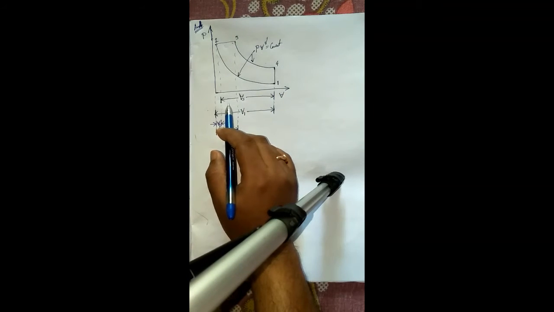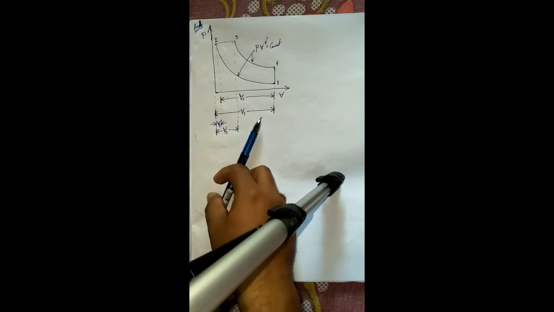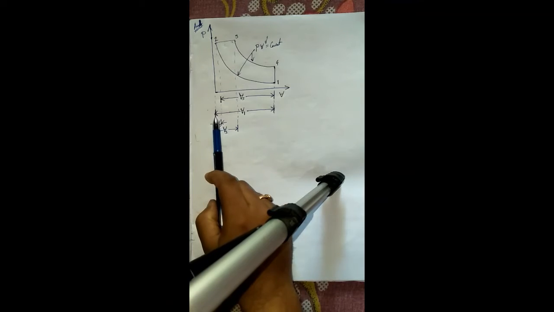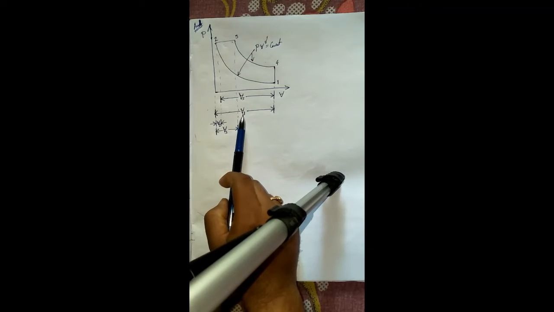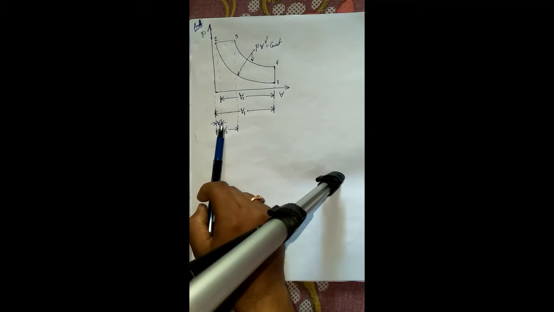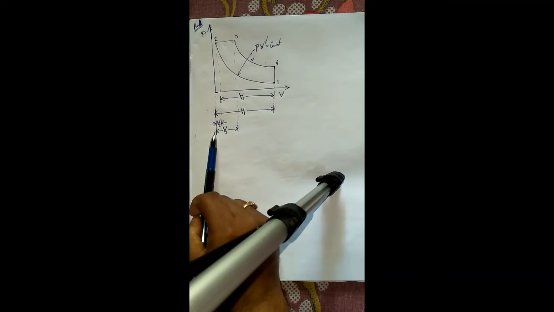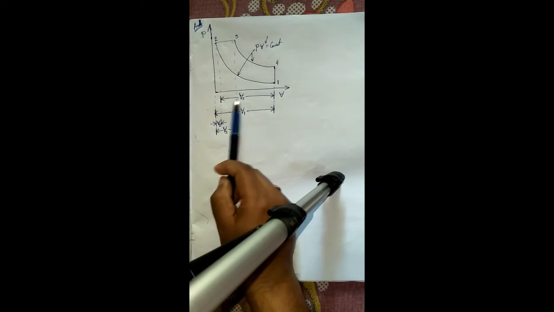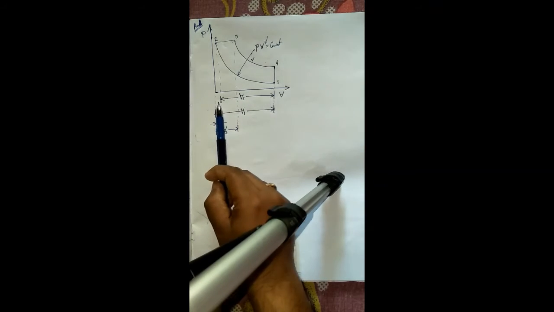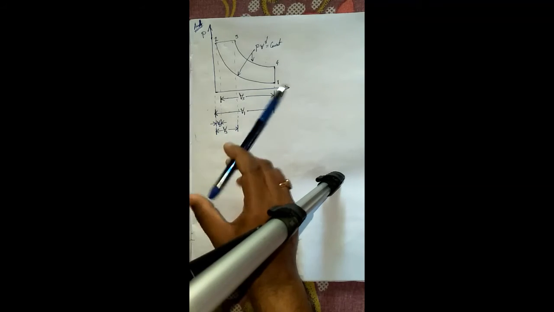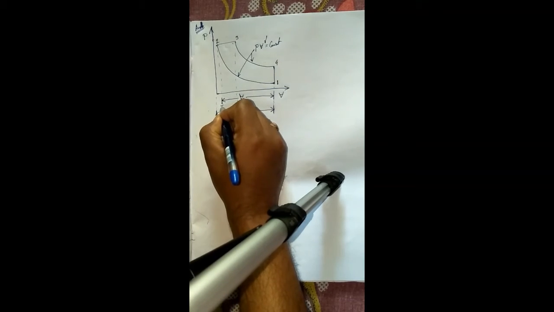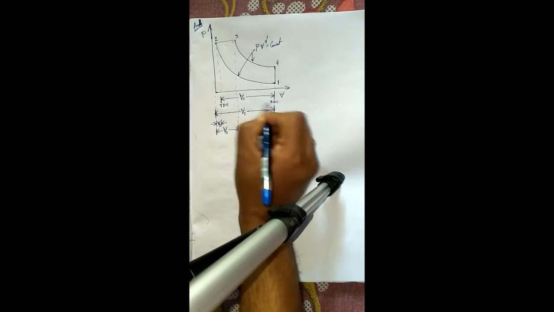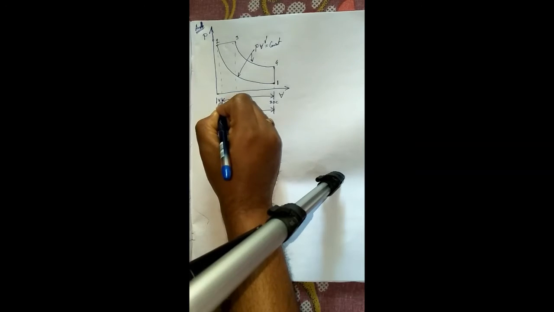Here you can see, from this point to this point is V1, the volume. This is V2, this is V3. The volume between 1 and 2, that means this is the top dead center, TDC, and this one is the bottom dead center, BDC. This is the stroke volume, and this volume is the clearance volume.